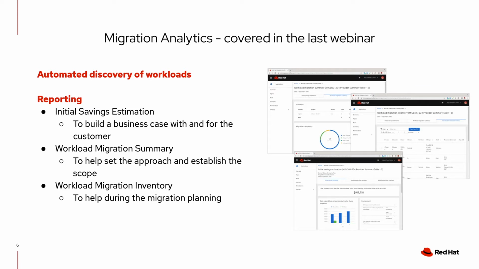In the last webinar, we demonstrated how Red Hat Migration Analytics automatically discovers the infrastructure and applications in your environment and then provides detailed reports on the following: savings estimations to help create a business case, workload migration summary to help identify risk and set the approach for migration, workload migration inventory to help plan the migration process.